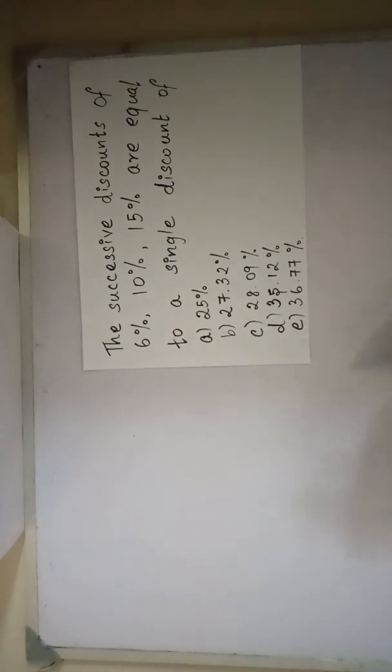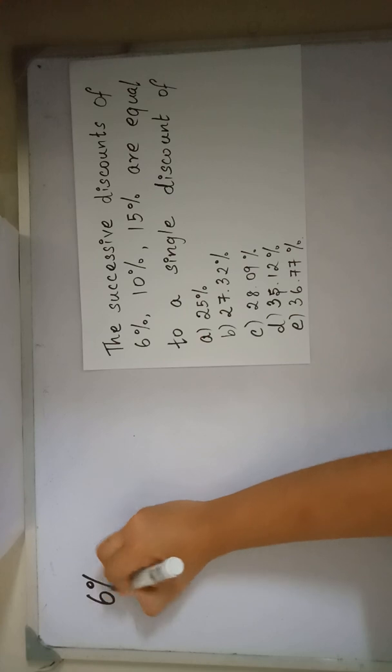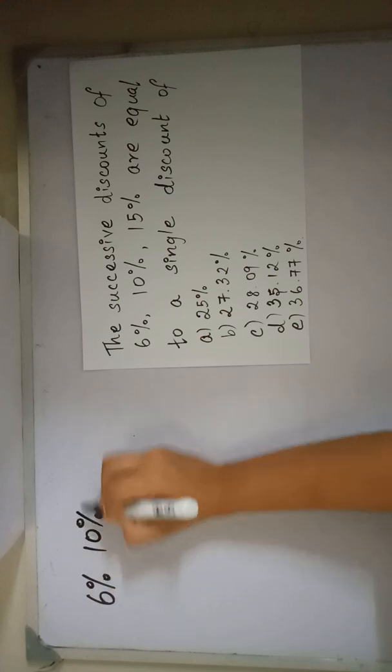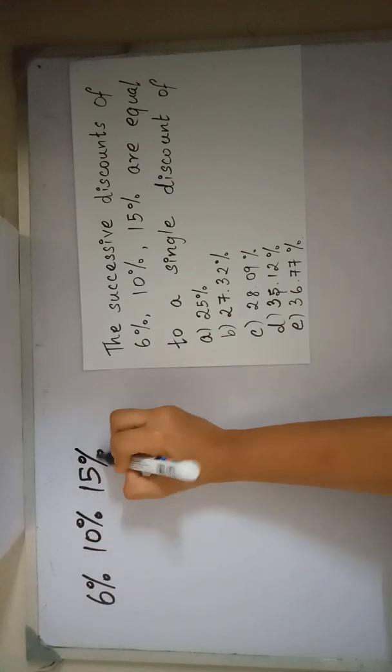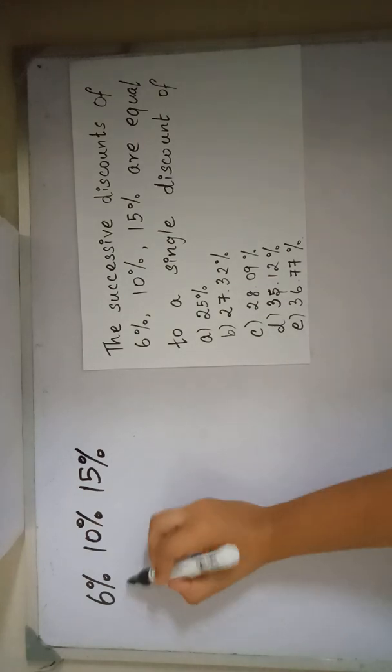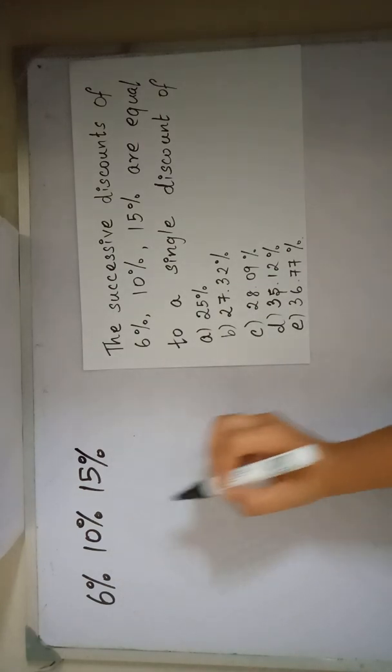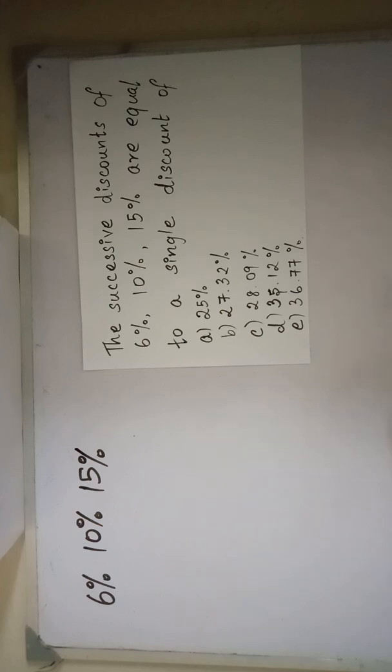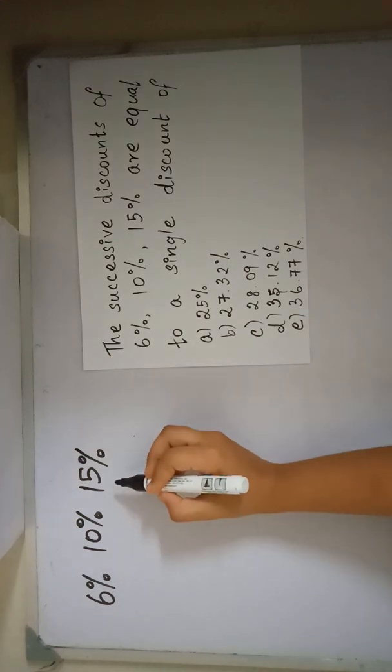Now, let's look at the percentages given. We have 6%, 10%, 15%. So they're asking for the total discount. Like, if we combine these 3 discounts, what is the single total discount that we get? Now, I'm going to try a method that we usually try, which is multiplying these 3 percentages.